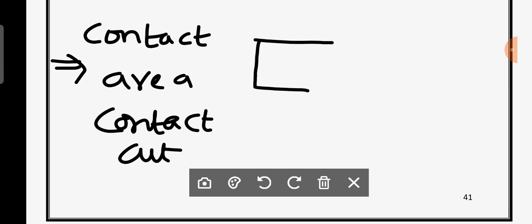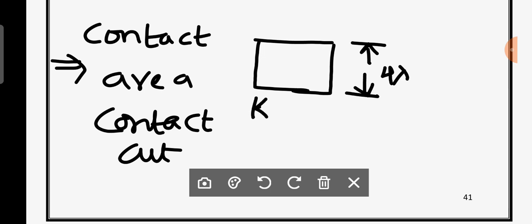Is it understood? And one more important point is, since you are going to draw a square, it consists of a width and also a length. What is the size of this contact area? The size of the contact area is 4 lambda by 4 lambda. Is it understood? That means 4 lambda by 4 lambda.